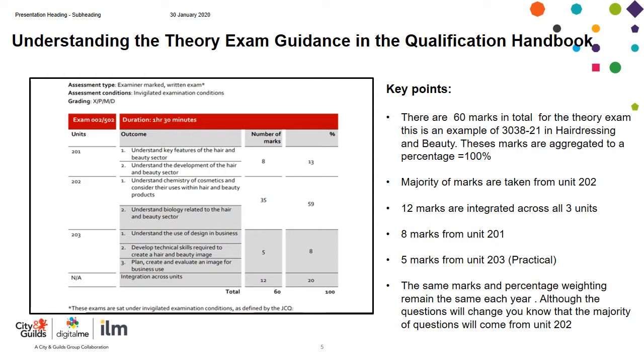You can see from this screenshot that the majority of the marks for the theory exam are focused from Unit 202. You can see that there are 35 marks taken from that unit for the theory exam, which aggregates to 59% of the overall exam. You can see that there are 8 marks taken from Unit 201, which aggregates to 13% of the overall exam. And you can see that there are 5 marks from Unit 203, which is the practical component of the exam.